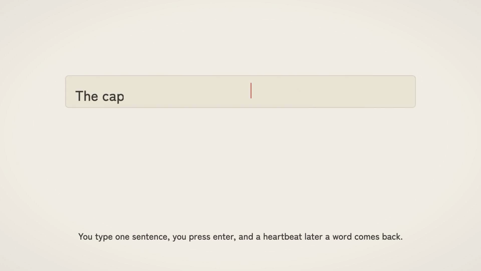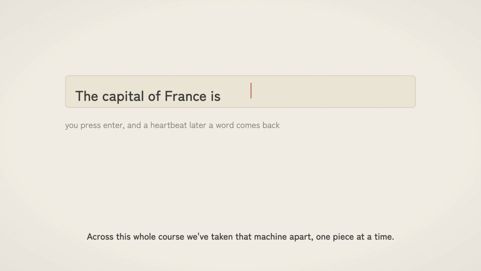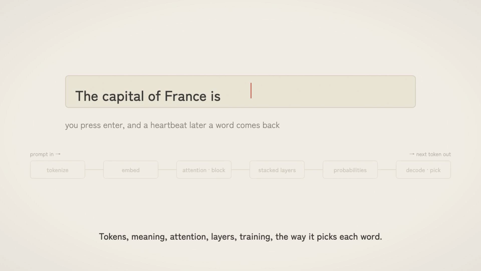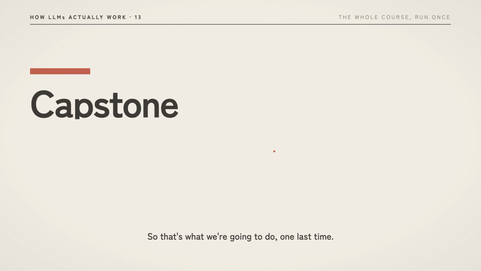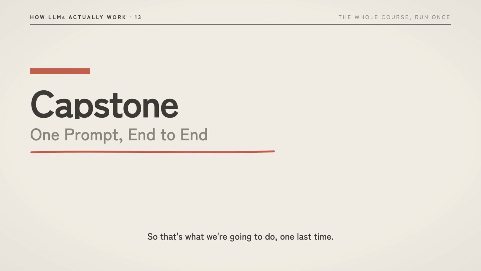You type one sentence, you press enter, and a heartbeat later, a word comes back. Across this whole course, we've taken that machine apart, one piece at a time. Tokens, meaning, attention, layers, training, the way it picks each word. You've seen every one of those parts on its own now, but you've never watched them all run together, start to finish, on a single real prompt. So that's what we are going to do one last time.